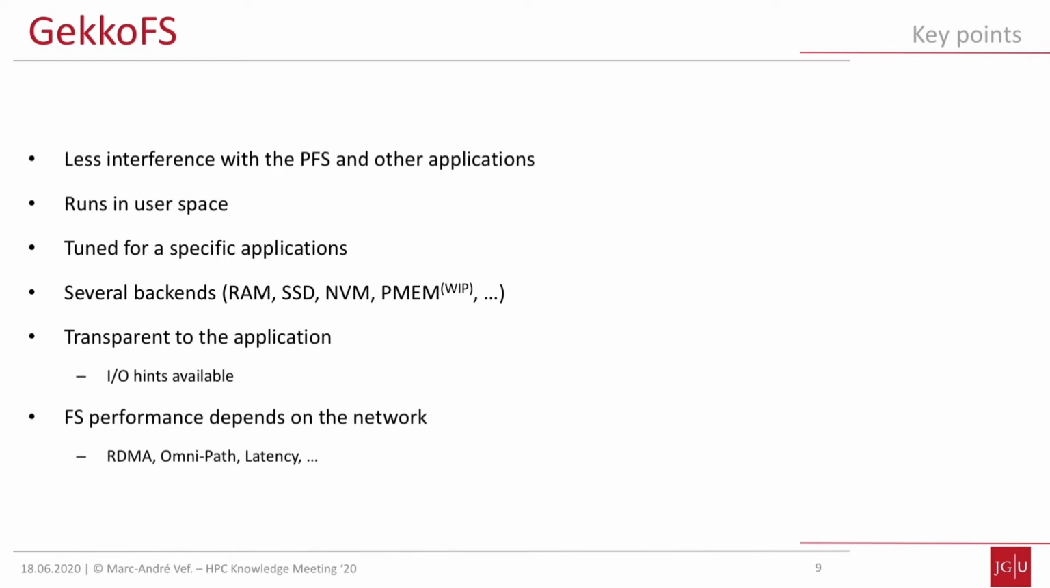In general, GekkoFS works with any backend. It doesn't matter if it's an SSD, an NVMe, or a RAM disk. As long as it has a path that is available to the user, we can use that. For the future, we are also working on support for persistent memory, but for that, the implementation of course looks a little different. But we will have that in the future as well. Ultimately, the performance of the file system depends on what network is available, whether we can use OmniPath, InfiniBand, or remote direct memory access to move data around.